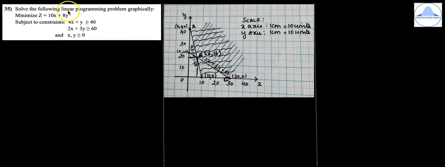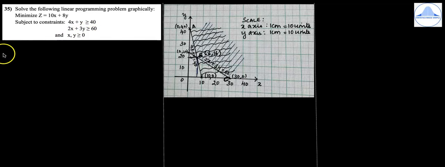35th question: solve the following linear programming problem graphically. Minimize z equal to 10x plus 8y subject to constraints 4x plus y greater than or equal to 40, 2x plus 3y greater than or equal to 60, and x, y greater than or equal to 0. So the 35th question is a fixed question. It's an important one which is always based on a linear programming problem.